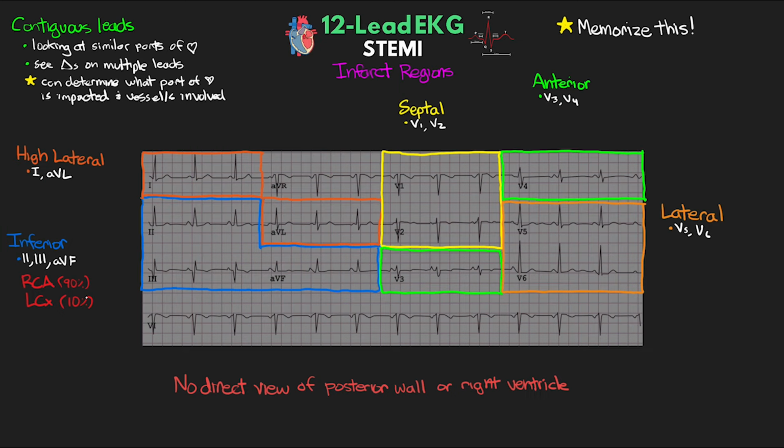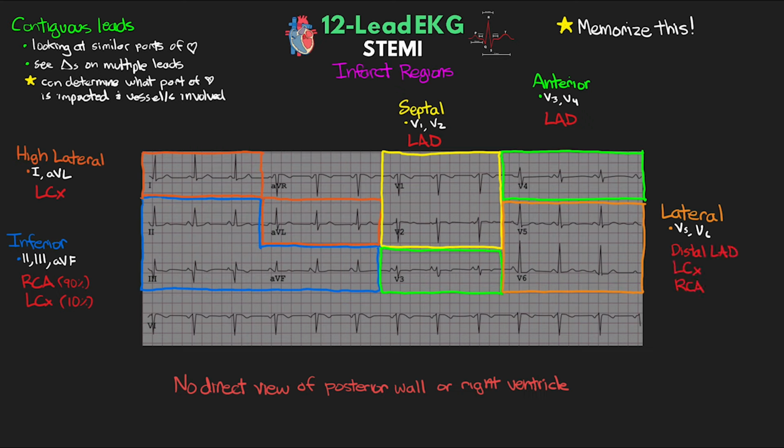Now for leads 1 and AVL, the high lateral leads, these are perfused by the left circumflex. Septal leads V1 and V2 are actually perfused by the left anterior descending, or LAD. The anterior leads V3 and V4 are also perfused by the LAD. And then finally, the lateral leads V5 and V6 can be fed by the distal LAD, the left circumflex, or the right coronary artery.